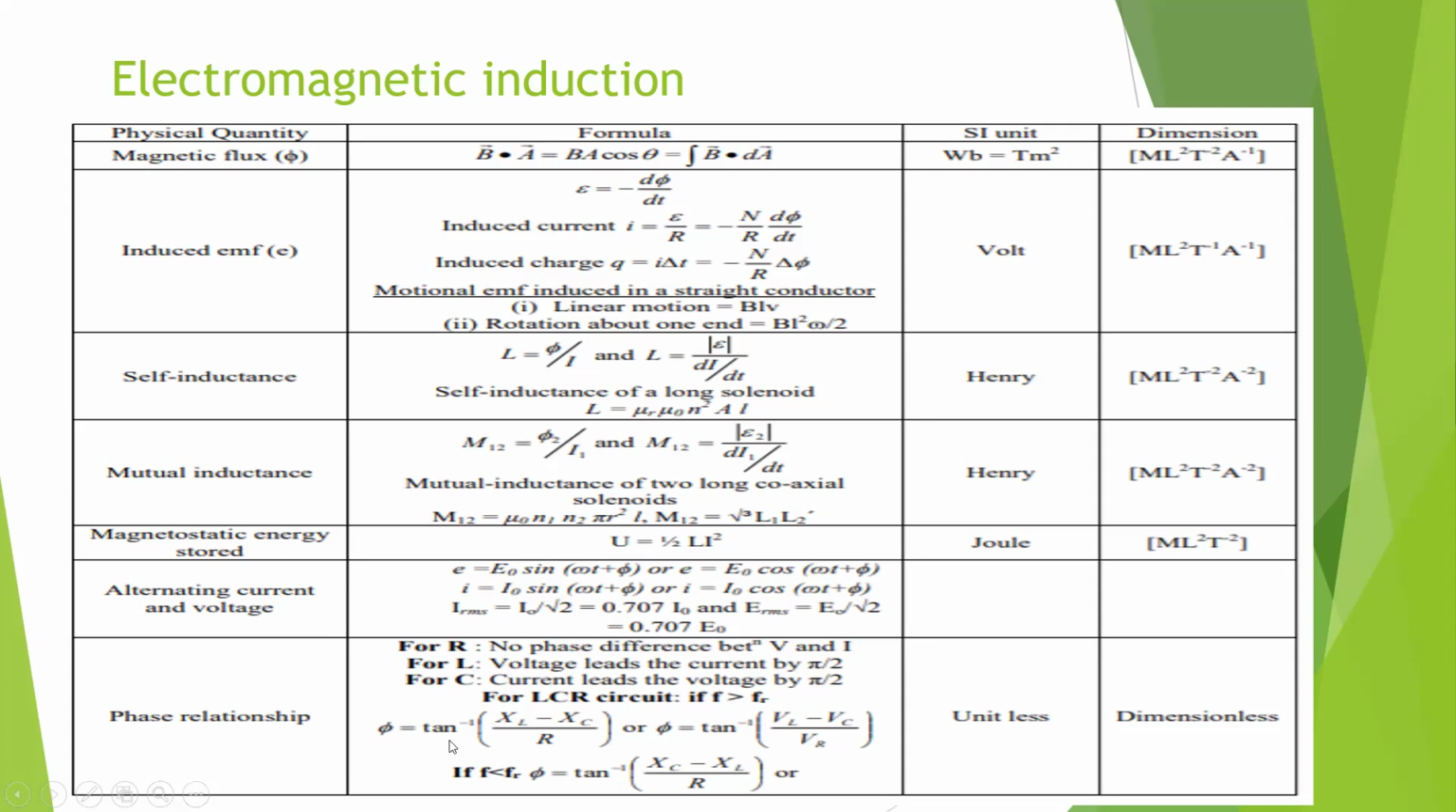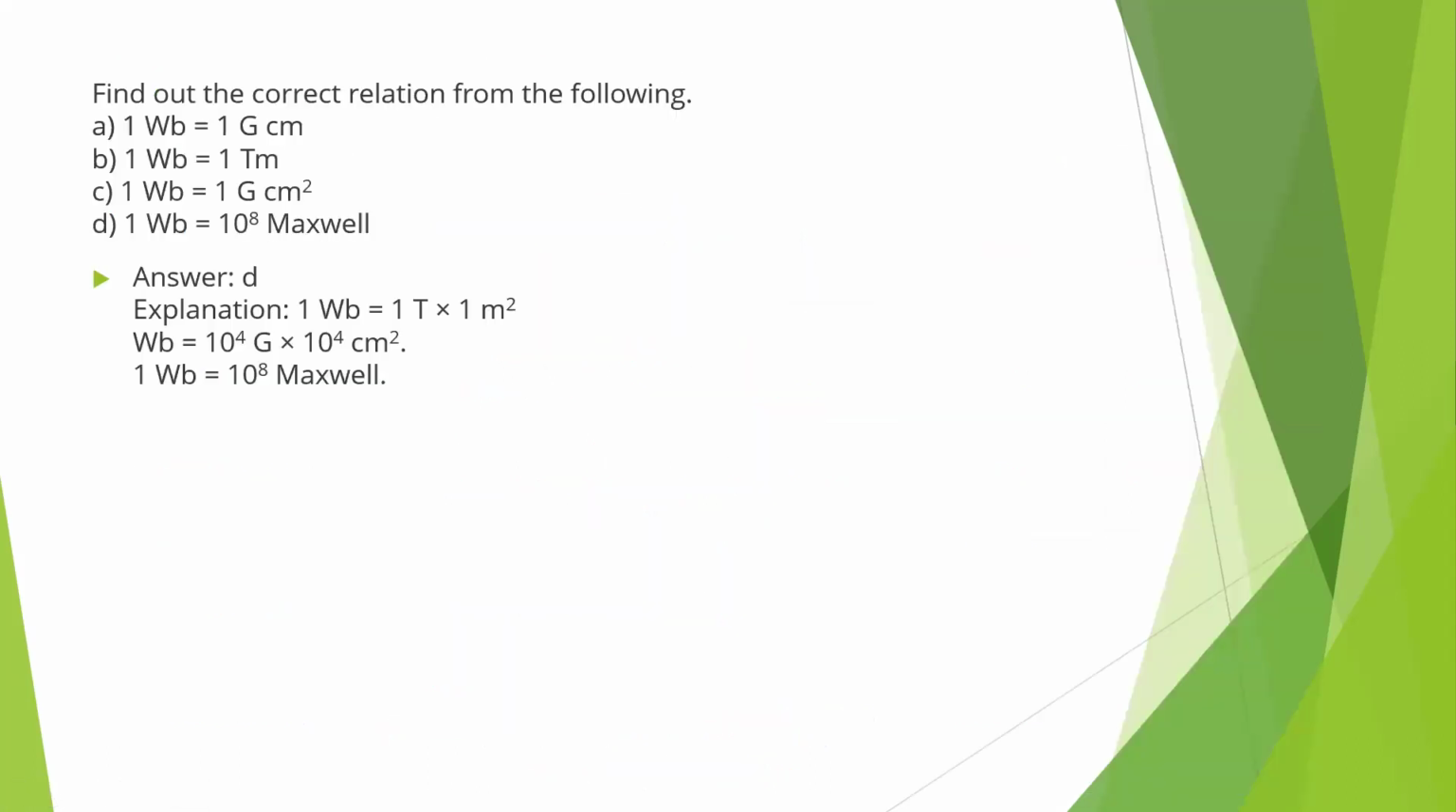Phi is equal to tan inverse of (XL minus XC) divided by R, that is inductive reactance minus capacitive reactance divided by R, and phi is equal to tan inverse of (VL minus VC) by VR. It is unitless and dimensionless. So these are the basic equations related to electromagnetic induction. Now we go for how to solve the problems.